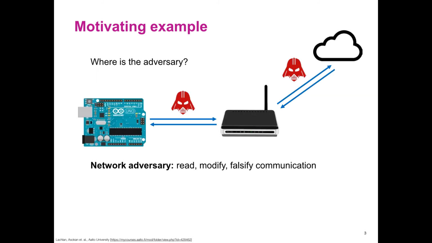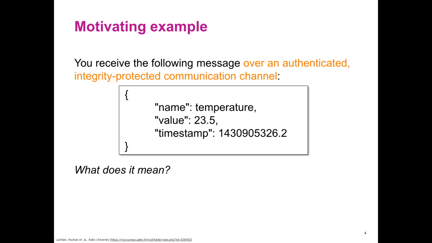So now let's imagine, network adversaries are easy to, quote, take care of, because I can use VPN or HTTPS. So I can use an authenticated, integrity protected communication channel. Remember, authenticated and integrity protected we covered in the crypto lecture. We make use of digital certificates which are presented. We make use of the message authentication code, and of course the encryption part of it.